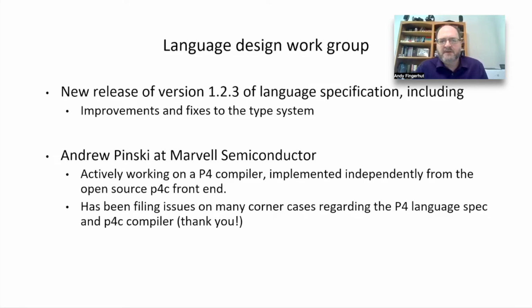In the language design work group, there's a new release of the language specification coming out, including improvements and fixes of the type system and many other clarifications and improvements there. One thing I wanted to call out in the P4Lang GitHub organization is the P4C open source compiler front end. It's quite common for many people that want to develop a P4 compiler to start with that open source P4C front end and then write their own backend for their particular target. This is done quite frequently. There's a lot of work done on that front end that's great to reuse.